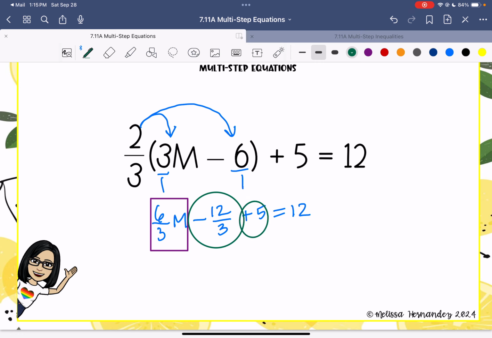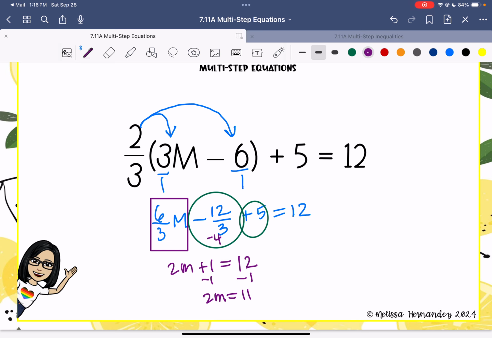Now I can combine like terms. 6/3 m is really just 2m. And then -12/3 is really just -4. So -4 plus 5 is 1. Okay, so now I have just a basic two-step equation. I've gotten rid of my parentheses and I've combined like terms. I still haven't got m by itself, so I will use inverse operations, subtract 1 from both sides. And my new one-step equation is 2 times m equals 11.